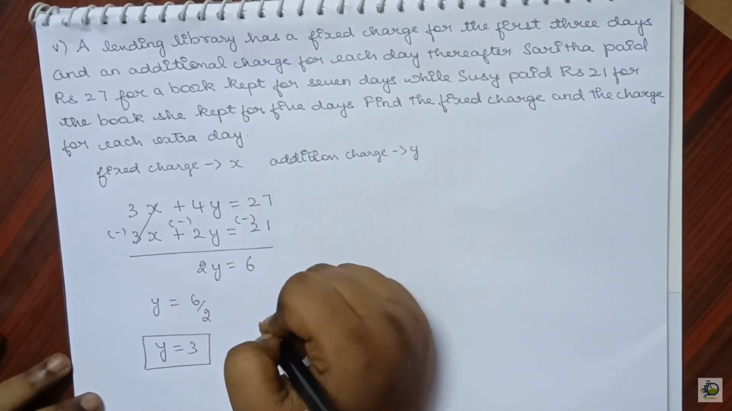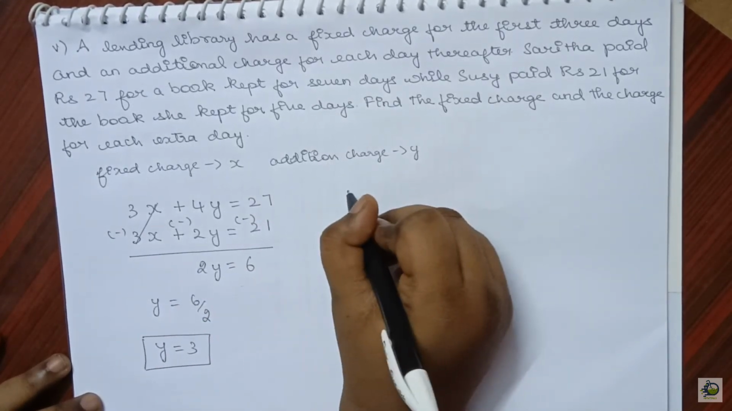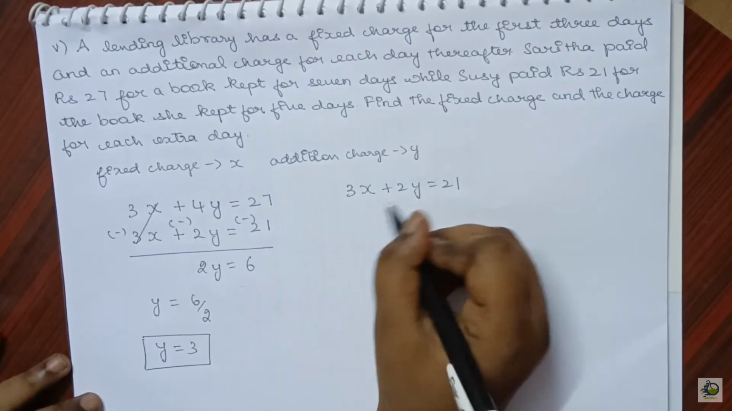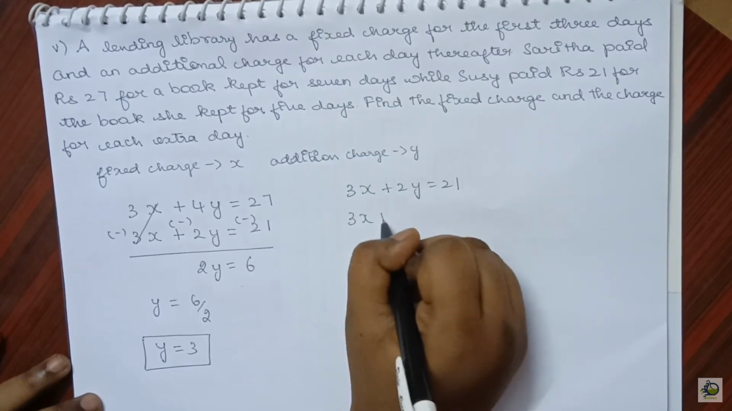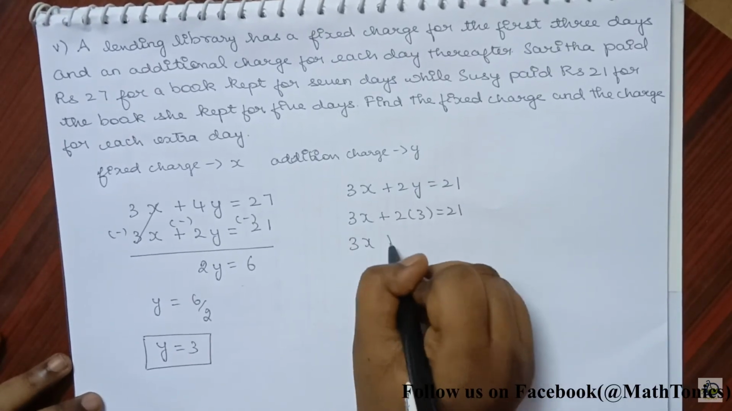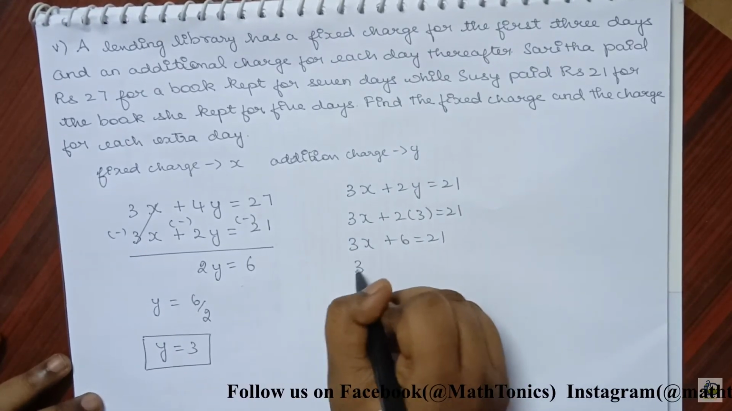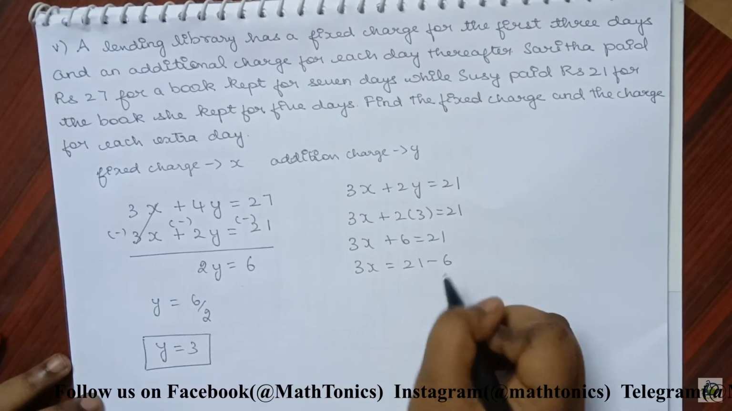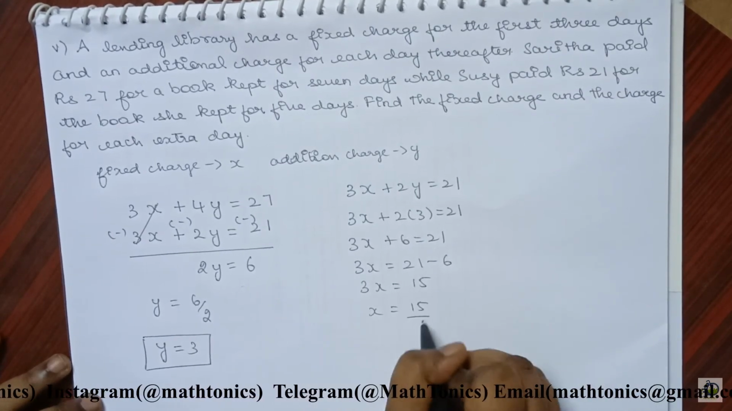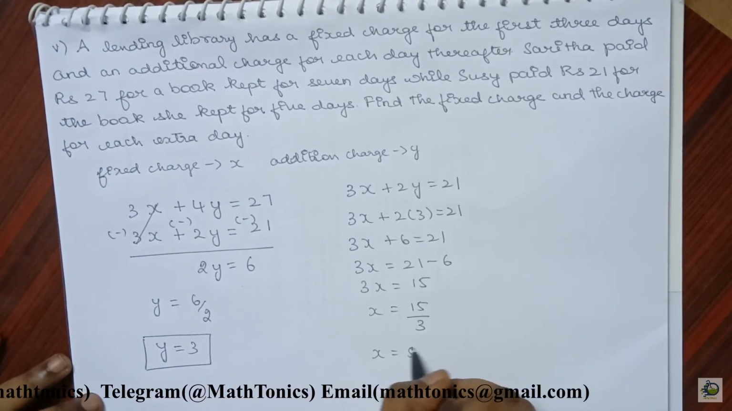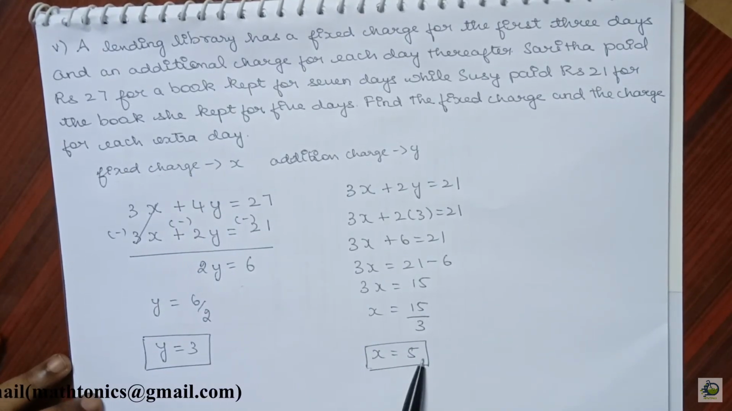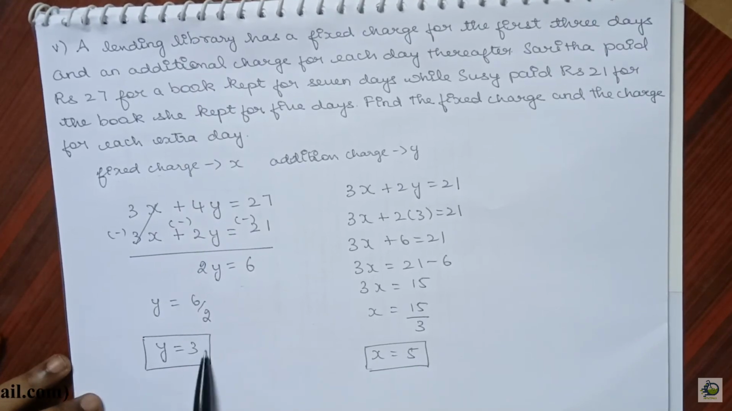Now we have to substitute it in any one of the equations. I am substituting in the second equation. So 3x plus 2y is equal to 21. Here instead of y we have to substitute 3. So 3x plus 6 is equal to 21. 3x is equal to 21 minus 6. 3x is equal to 15. So x is equal to 15 by 3. So x is equal to 5. So therefore the fixed charge x is 5. So the fixed charge is rupees 5 and the additional charge is rupees 3.